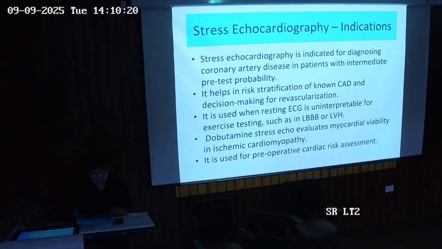Dobutamine is a drug used with the echo to evaluate myocardial viability in ischemic cardiomyopathy. It is used for pre-operative cardiac risk assessment also. If a patient is already cardiac compromised, or the patient's ejection fraction is 60% in the normal or resting state but the patient is not a known case of coronary artery disease, then before going to a major operative procedure, sometimes we need the stress echo.